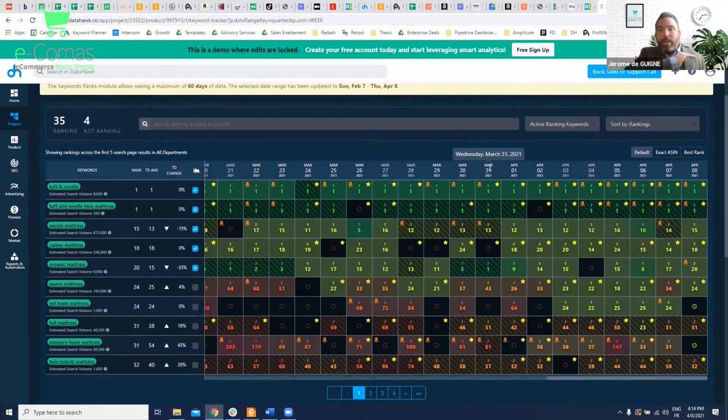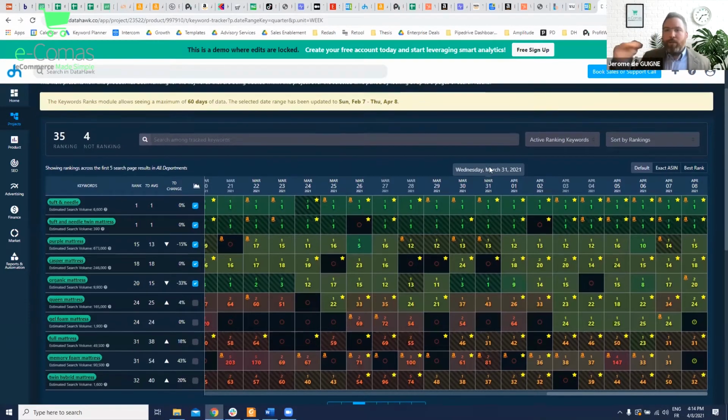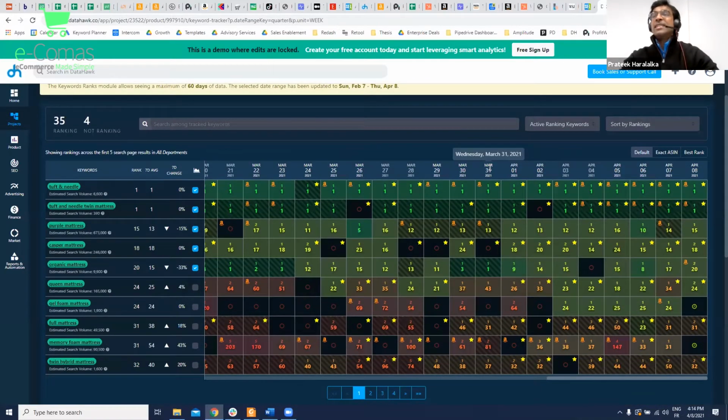Basically, if you're number one all the time on Tuft and Needle, that's good, and that's probably a branded keyword. But on the other ones, you can look and see how well you're doing. That's very powerful, right?